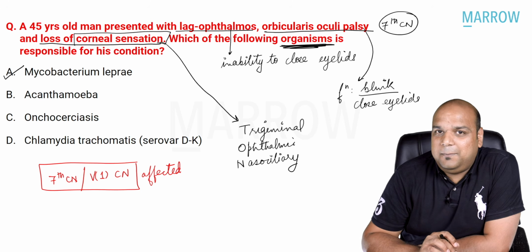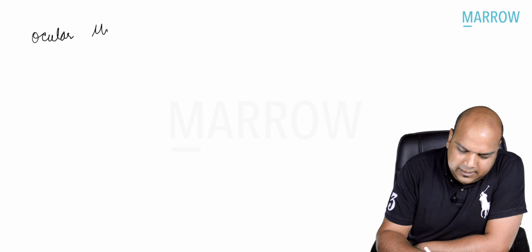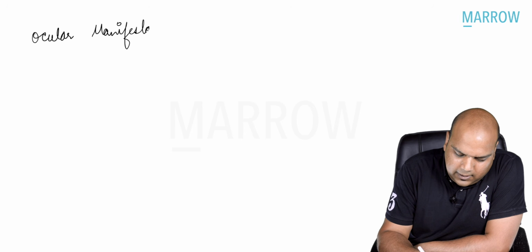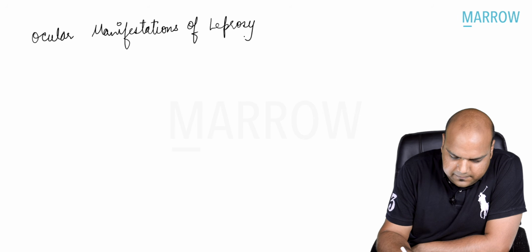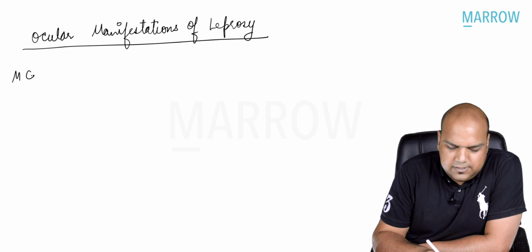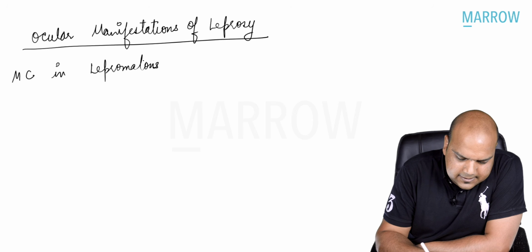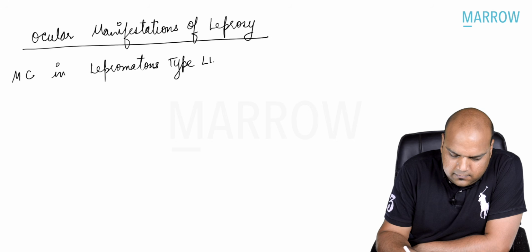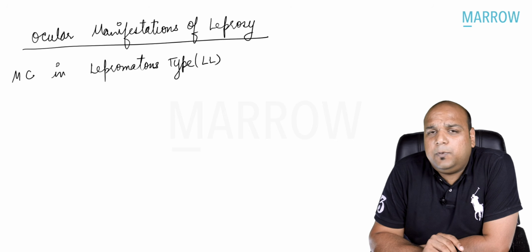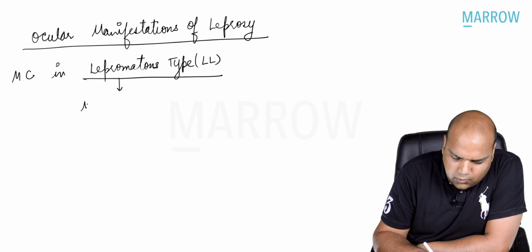Educated guess, all right. But what if I don't want to take an educated guess? What if I actually know about ocular manifestations of leprosy? Let us see, do we know about that? Ocular manifestations of leprosy. So, first of all, ocular manifestations are more common in the lepromatous type. We know that there are 2 types basically, tuberculoid leprosy and lepromatous leprosy. Lepromatous leprosy leads most commonly to uveitis.